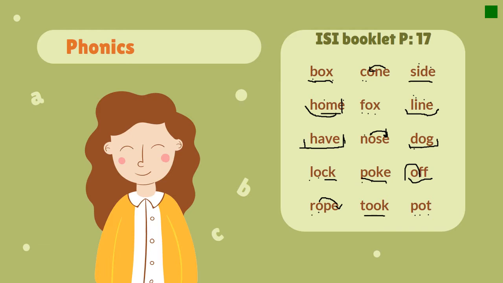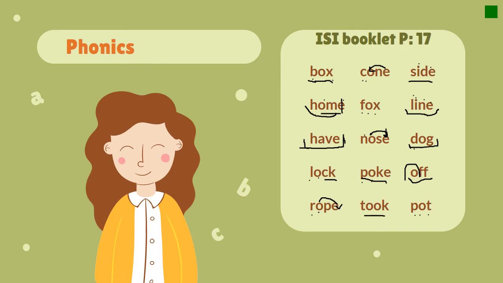Here we have the word home. Home. But if I deleted the letter E, we're going to read it as hum. But since we have the letter E and the letter O, they work together to make the long O sound. So here we have the word home, home with the long O sound.